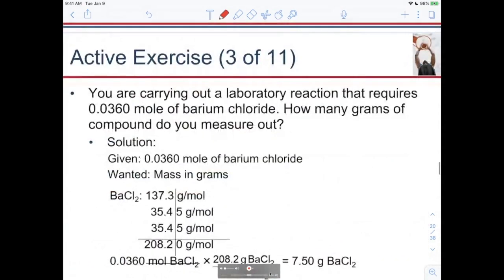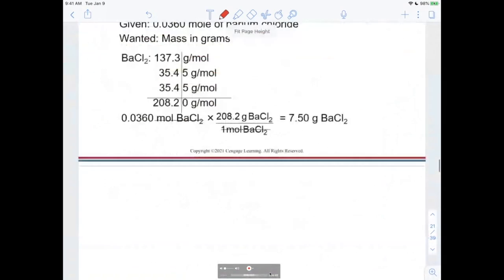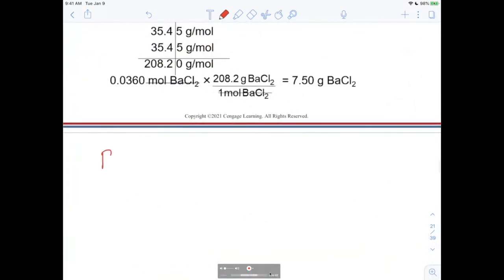Okay, finally, you are carrying out a laboratory reaction that requires 0.0360 moles of barium chloride. How many grams of the compound do you measure out? Let me go ahead and add my page right here. So, barium chloride. I look at the periodic table. Barium is an element, it's a metal, right? And it's in group 2, so I write its charge. And then it said chloride. Chloride is a nonmetal in group 7, so I put in the charge, -1.